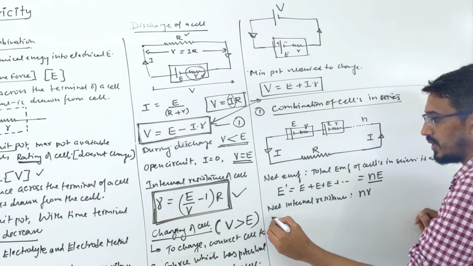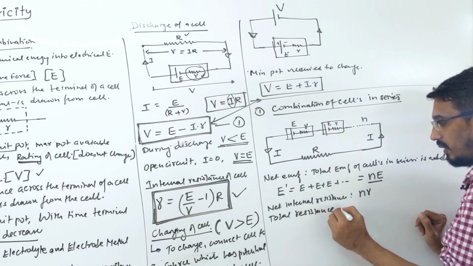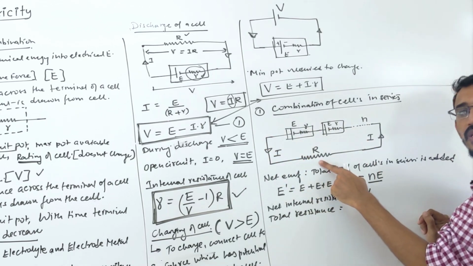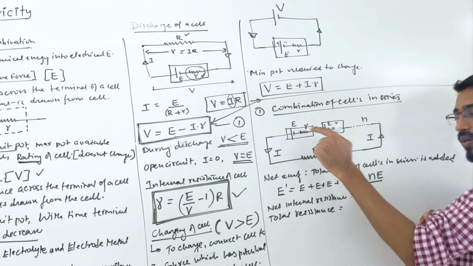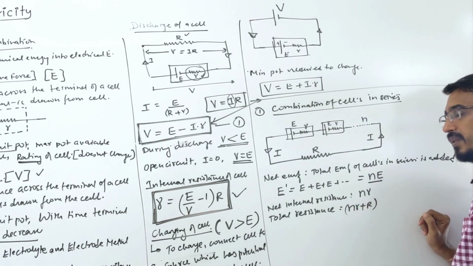Then what is the total resistance of the circuit? These resistances and that external resistance are all connected in series. This is one loop. So what is the net resistance? n r plus capital R. This is the net resistance.